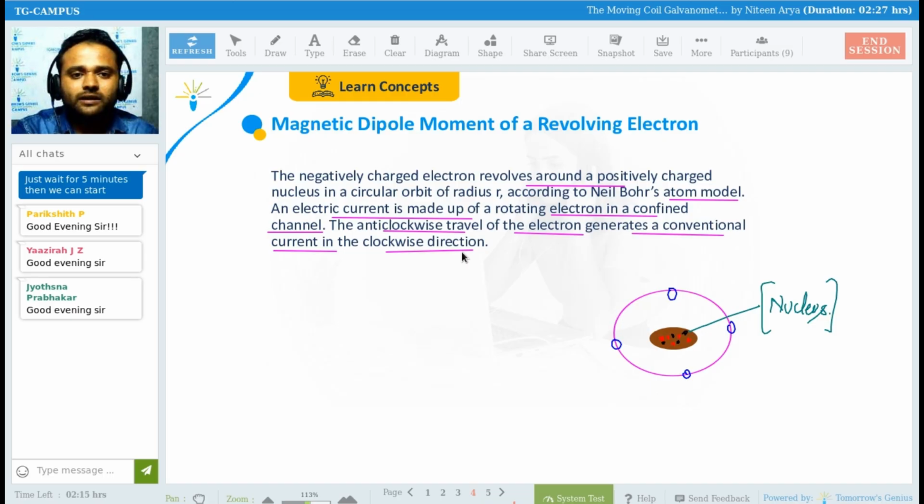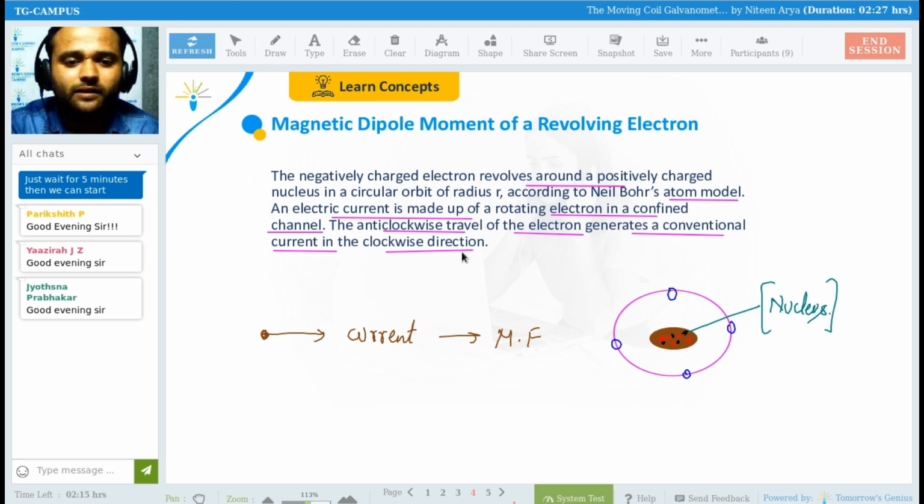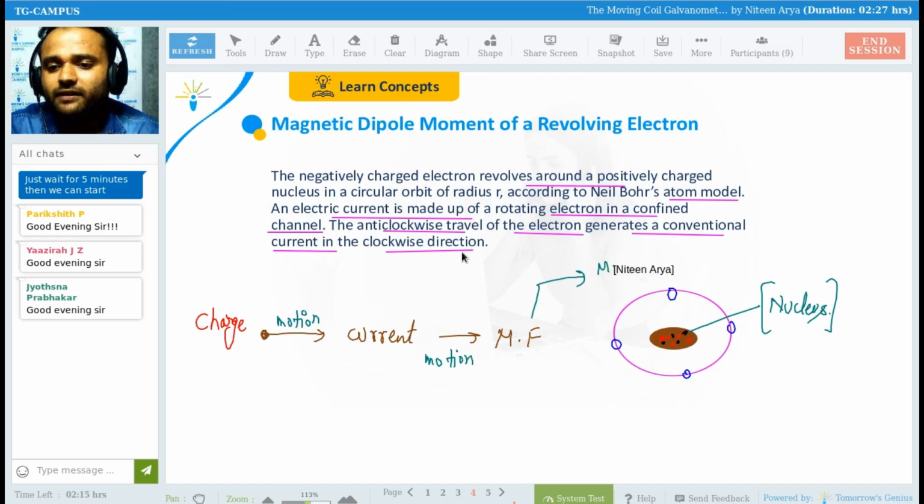Initially, is this clear or not? Again, if we have a charge in motion, it creates a current. If current is in motion, we have a magnetic field. If we have a magnetic field, we have a magnetic dipole, because a magnetic monopole cannot exist. So this is your charge, and charge in motion gives current, and current in motion gives a magnetic field. And having a magnetic field means a magnetic dipole.